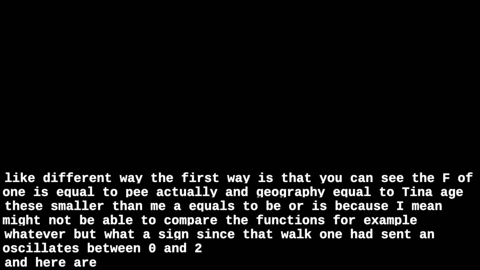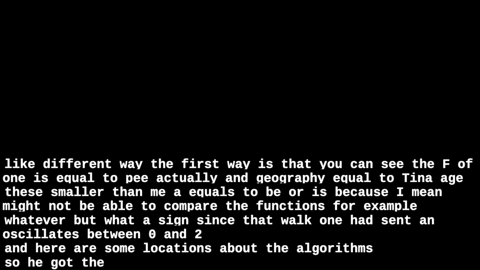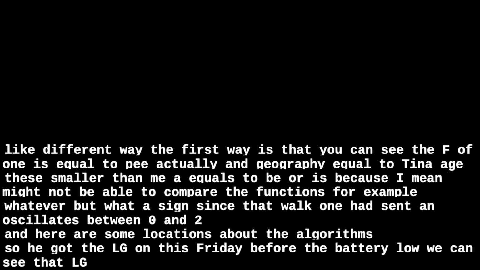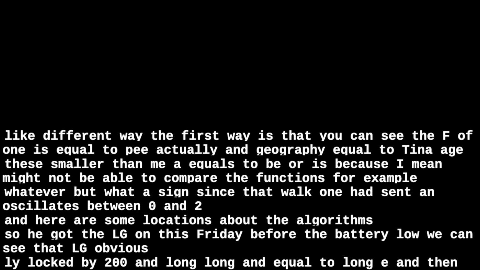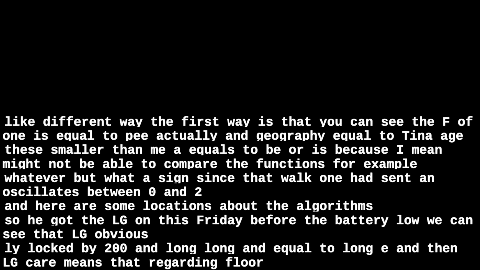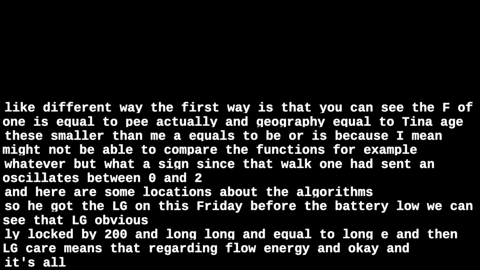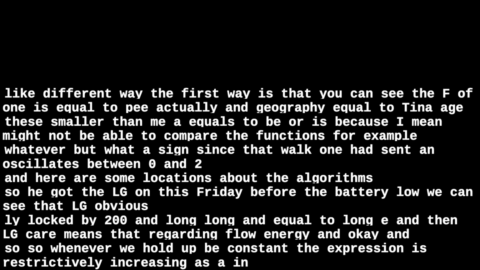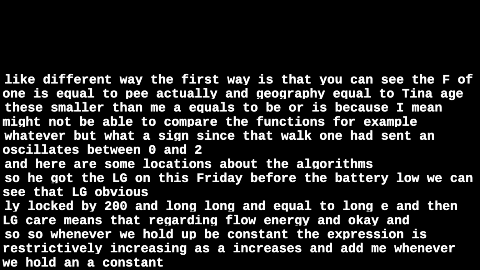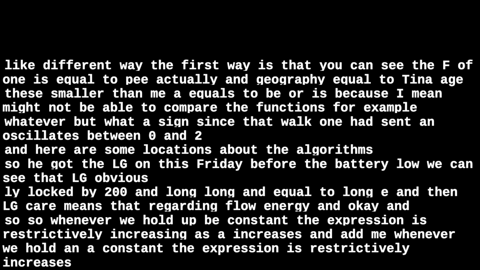And here are some notations about logarithms. We have lg n, which is quite easy. For the binary log, lg n is log base 2 of n, and ln n equals log base e of n, and lg^k n means we take (lg n) to the power k, and so on. Whenever we hold b constant, the expression is strictly increasing as a increases. And whenever we hold a constant, the expression is strictly decreasing as b increases.